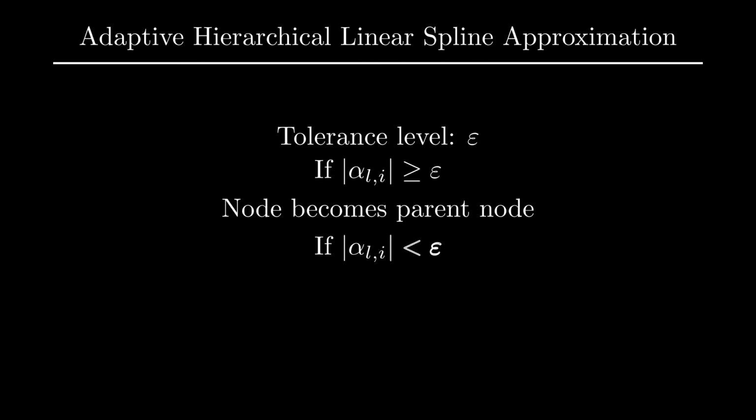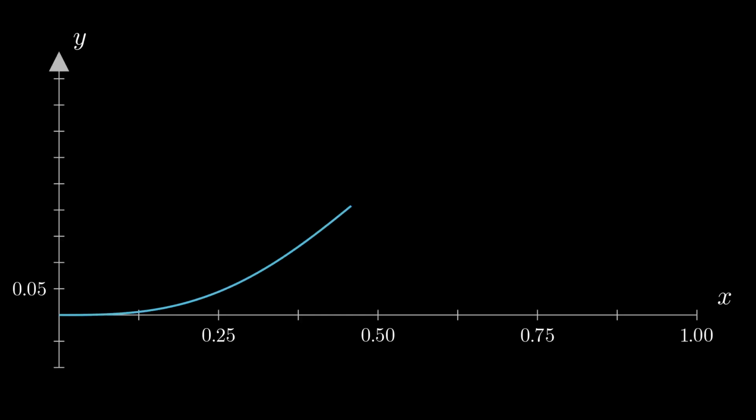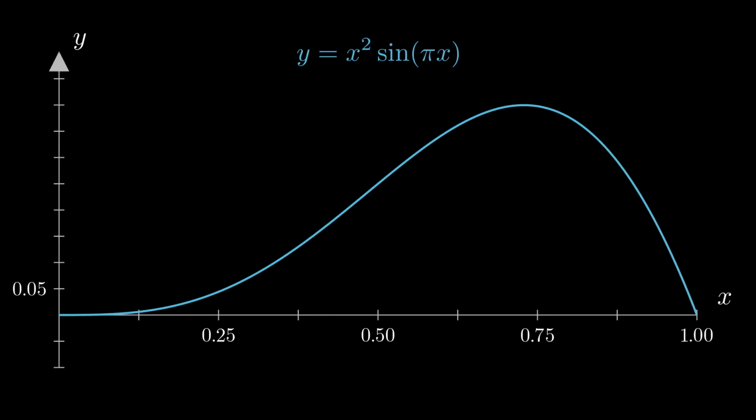If the hierarchical surplus is less than the tolerance level in absolute value, then the corresponding node becomes a terminal node, which means that it will not create any neighboring nodes in the next level. This process is repeated until either the maximum hierarchical level is reached or all nodes become terminal nodes. Let's approximate the same function as before using the adaptive hierarchical linear spline approximation.